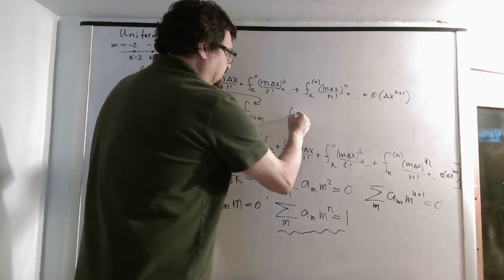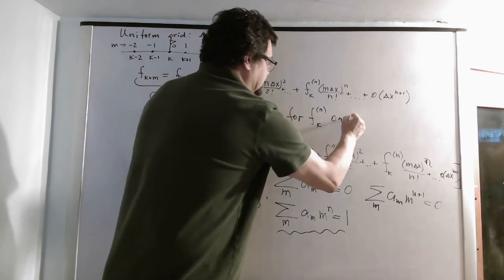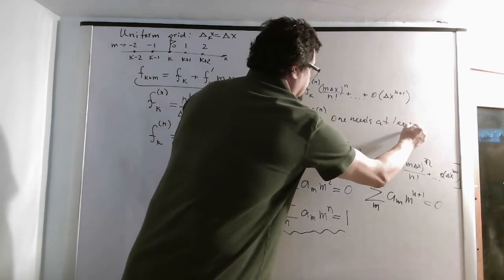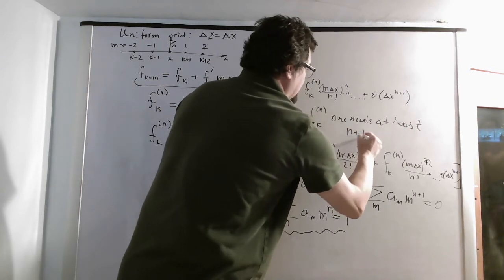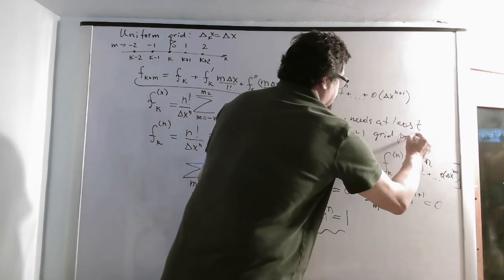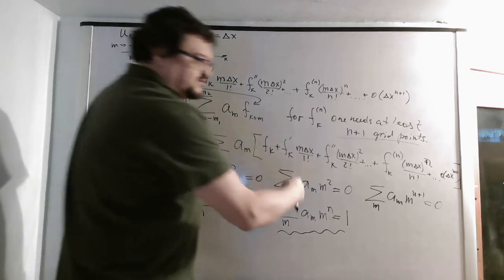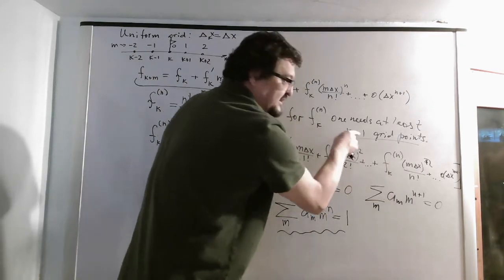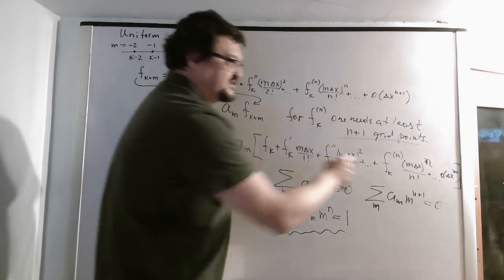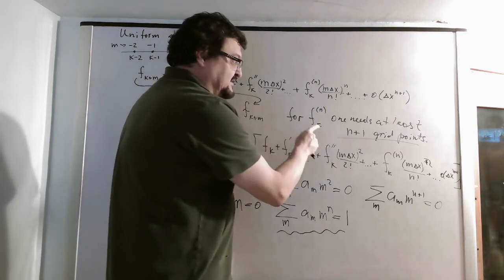So for a derivative of order n at k, one needs at least n plus 1 grid points. Of course, you can use more grid points, but this is the minimum that is required. If you use more grid points, it means that your truncation error will become smaller and smaller. But to represent it, you need n plus 1.